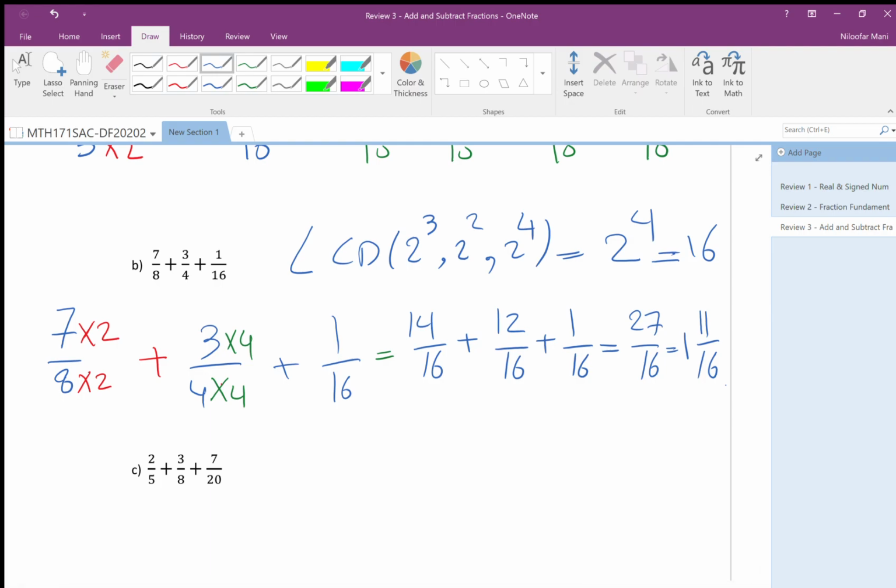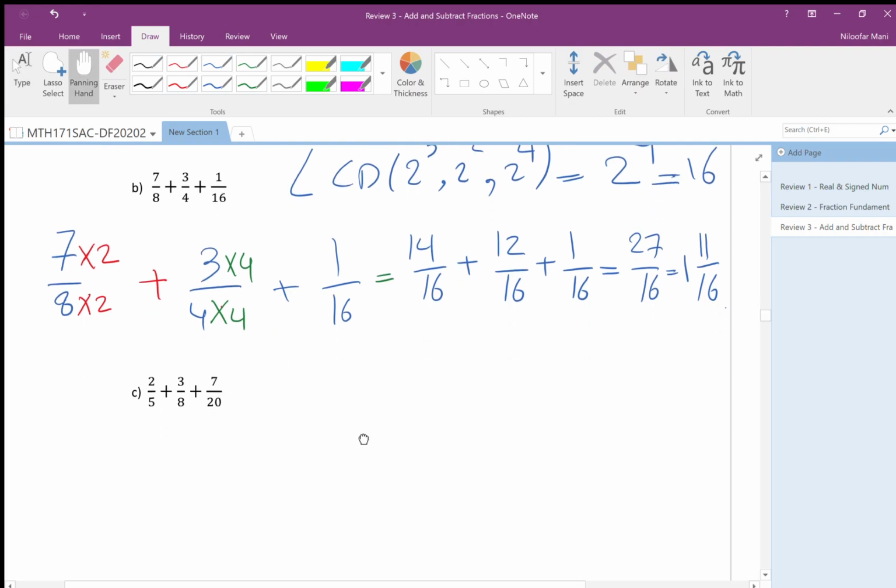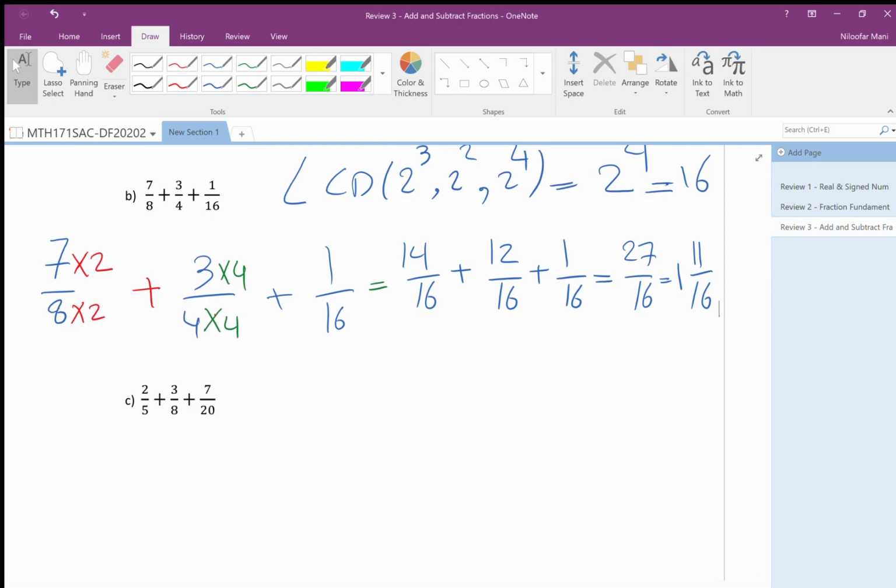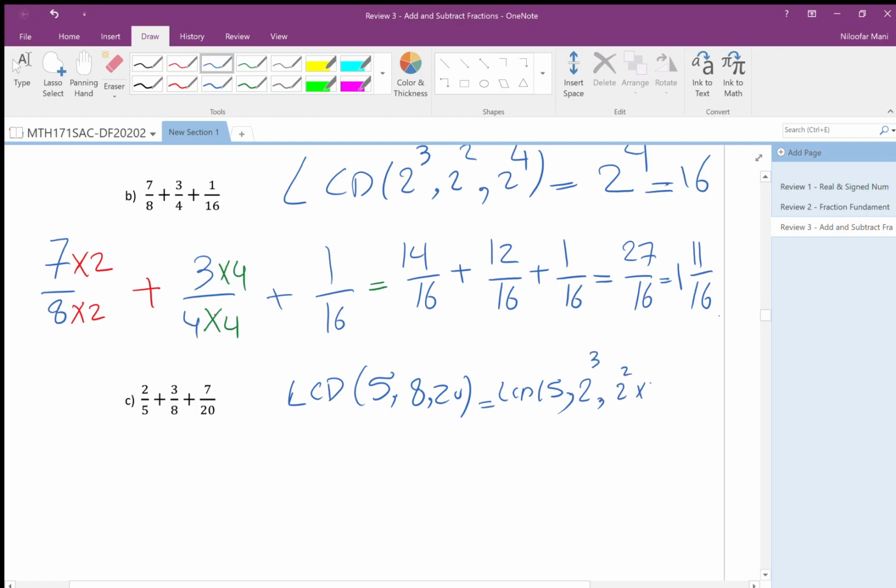Okay? How about here? You can stop the video, do it on your own, and then check my work. Maybe I made a mistake. Tell me the least common denominator for 5 and 8 and 20. So I have 5, which is a prime number, I don't factor. This is 2 power 3 and this is 2 power 2 times 5.